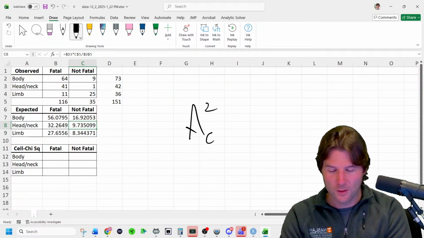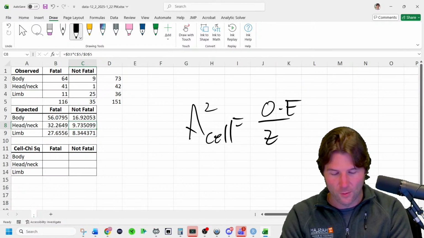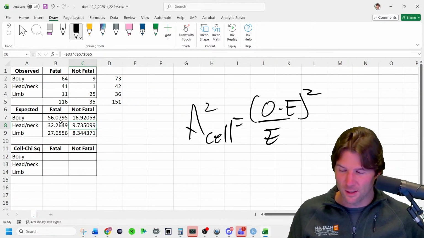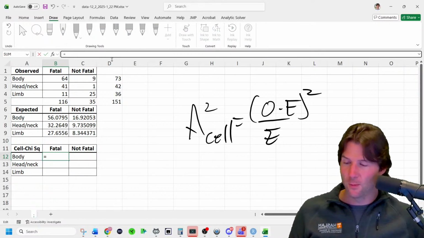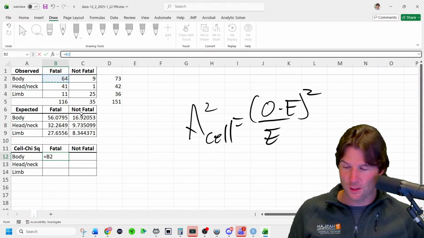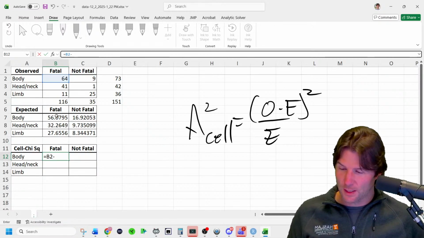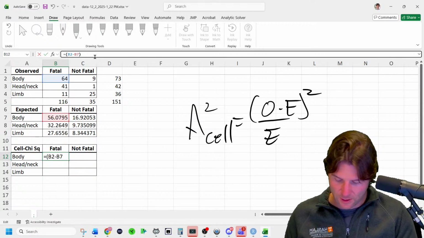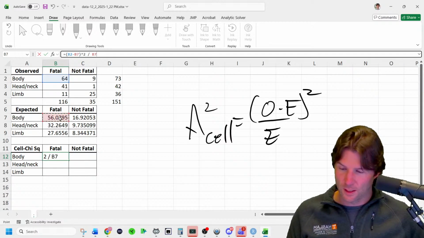Cell chi-squareds are found by doing observed minus expected squared over expected. We can take the same idea. Let's just rewrite one. So equals right here, and then we do observed, which is here. That's the observed, what you saw. And then we have to do minus expected. And we're going to close this off here because we are going to have to square it. So this is an order of operations that needs to be done there. And then we divide by the expected value right here.